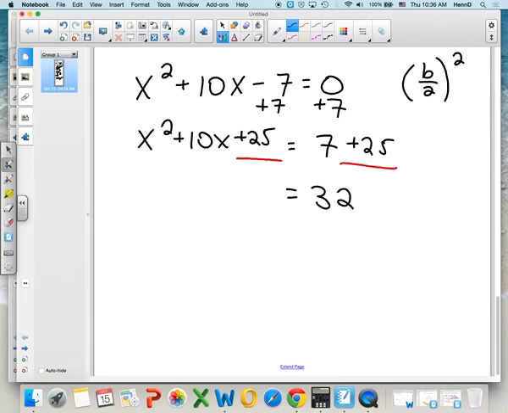So the right side gives you 32. I'm not certain there. I mean, that's x plus 5x squared. Okay, so you do remember completing the square then.